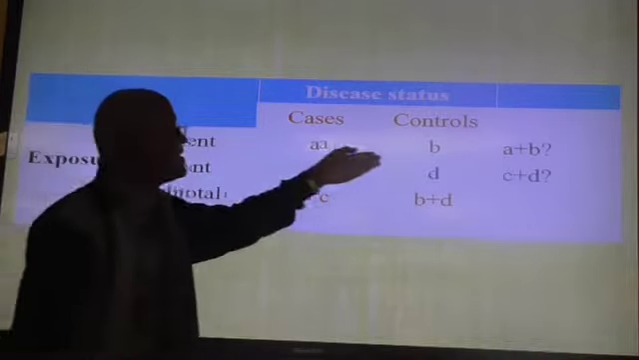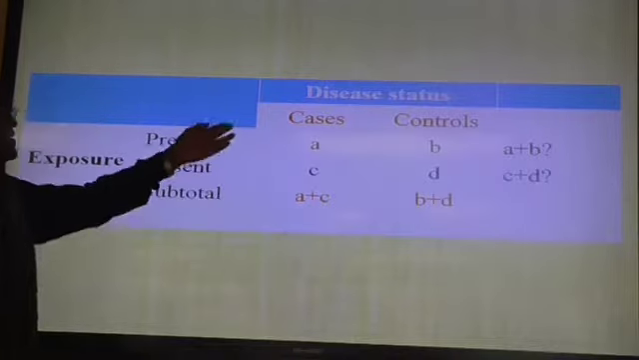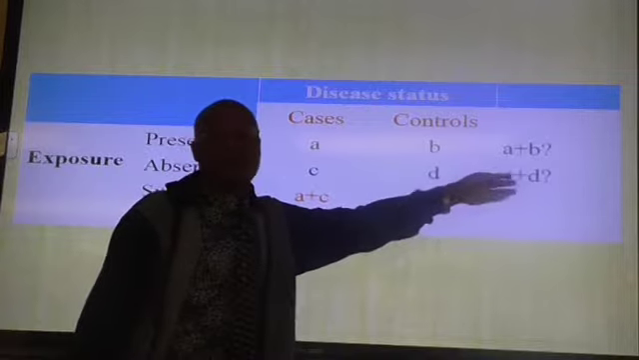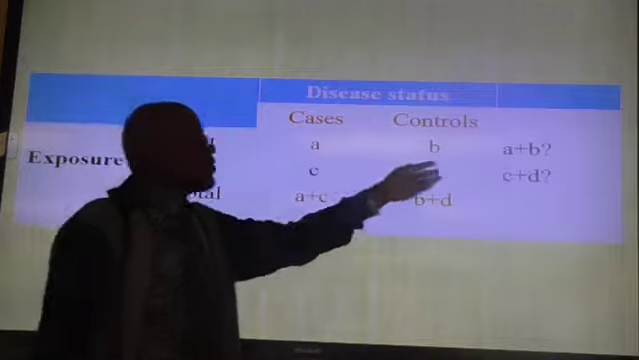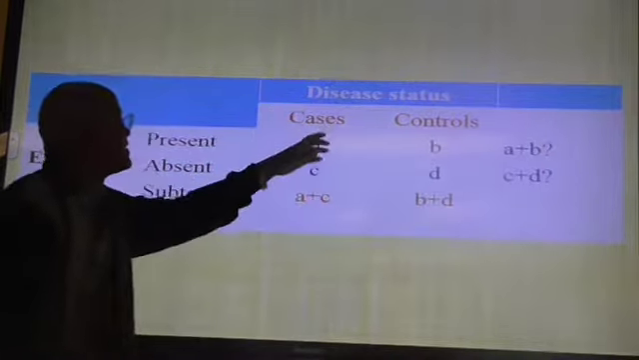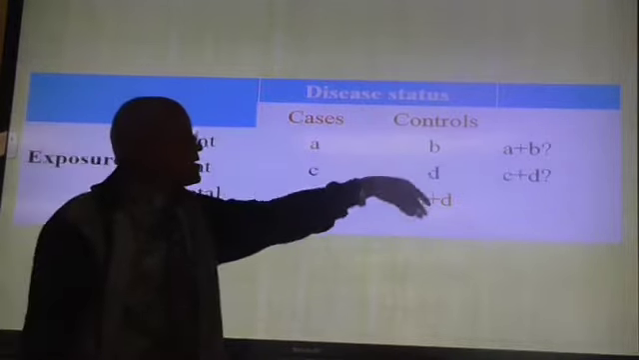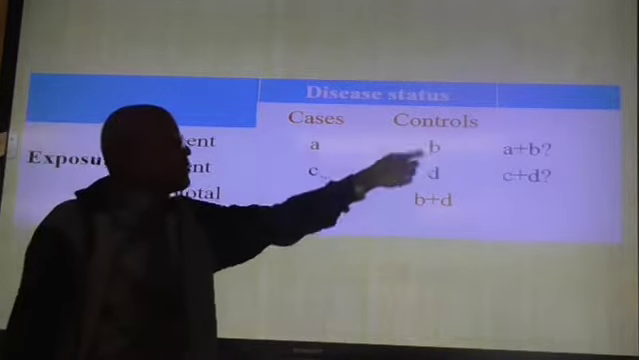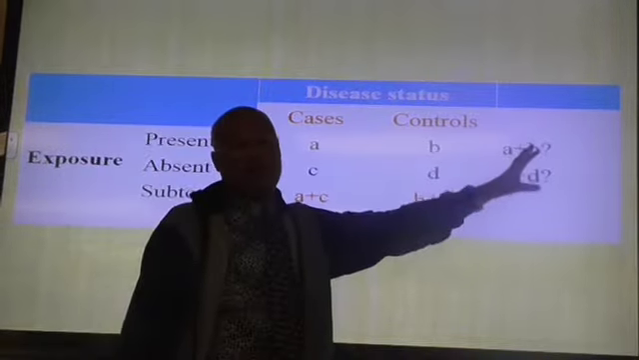So you cannot say, you cannot calculate disease is what? More prevalent in exposed compared to unexposed. You cannot say that. Because of what? Because this one depends on this. So you can't calculate these margin totals. But because you select the controls based on the cases, you can calculate how many of the cases are exposed and how many of the controls are exposed. This one can be done, but this one cannot be done.